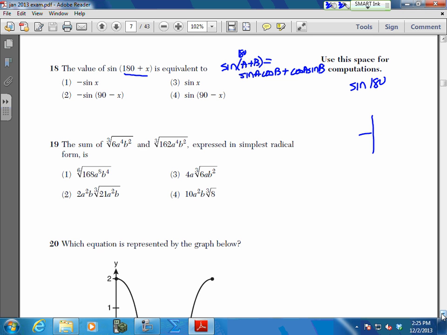You can do it on your calculator or you can do it on your unit circle. The sine is y over r. Find the cosine of 180, which is -1, and substitute those in there. So 0 times the cosine of b, because we don't know what b is, that's your x value, plus the cosine of a, which is -1, times the sine of b. This wipes out. This is equal to negative sine b, and we used x instead of b.